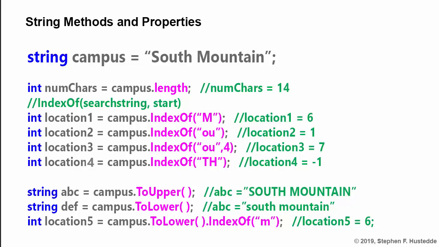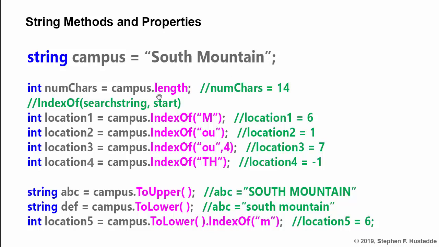String variables and constants are based on the string class. And we've talked about how classes have properties, methods, and events. So we want to look at some of the properties and methods of the string class and how you might use those in your programming. I've created a variable called campus, which is of string data type, and I placed in it the value of South Mountain as a literal string.